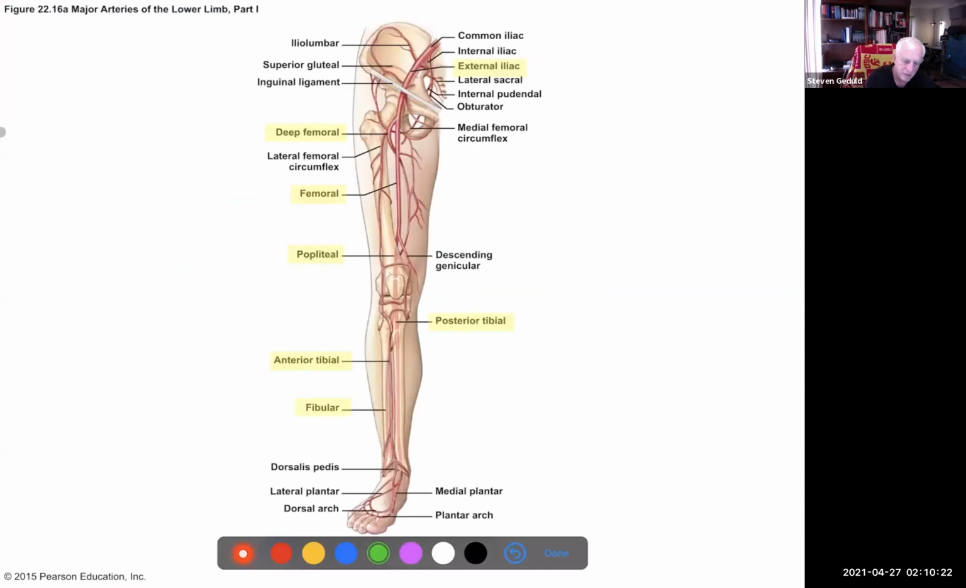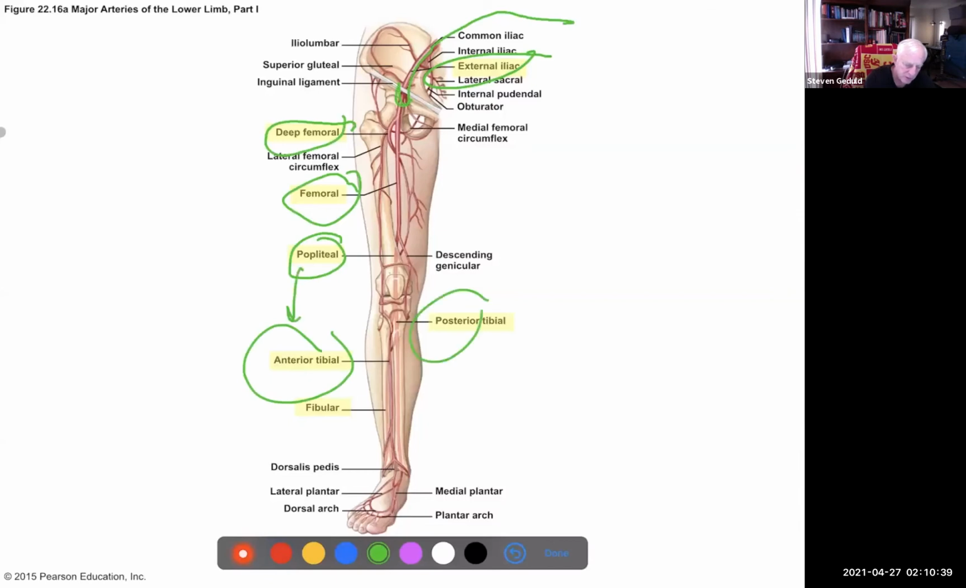Okay, so here's your external iliac coming down and branching from the common iliac off of the descending aorta, and it forms your deep femoral artery, comes down and branches, and then the femoral artery branches into the popliteal artery where it branches into the anterior and posterior tibial arteries. And the fibula, and then it branches into the fibular artery.